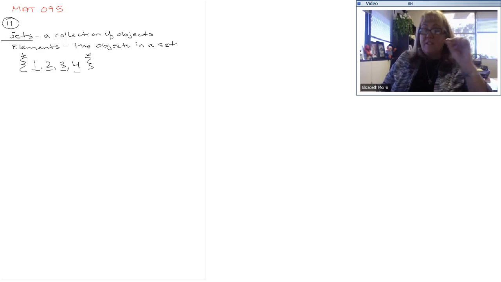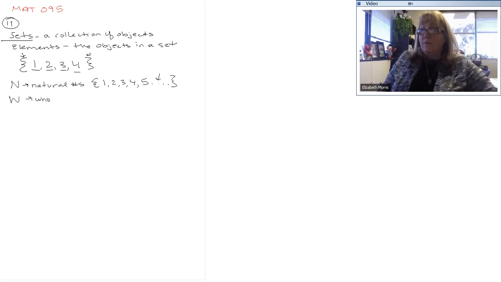Okay? Now, there are very specific sets we can look at. If you see the capital N, that has to do with the set of what we call natural numbers. Now, natural numbers are whole numbers starting with 1 and going on forever. That dot, dot, dot means going on forever, okay? Or you can have a capital W. Now, that stands for whole numbers. The difference between natural and whole numbers, look what I'm writing. What's the difference? Just the 0. Whole numbers include 0.